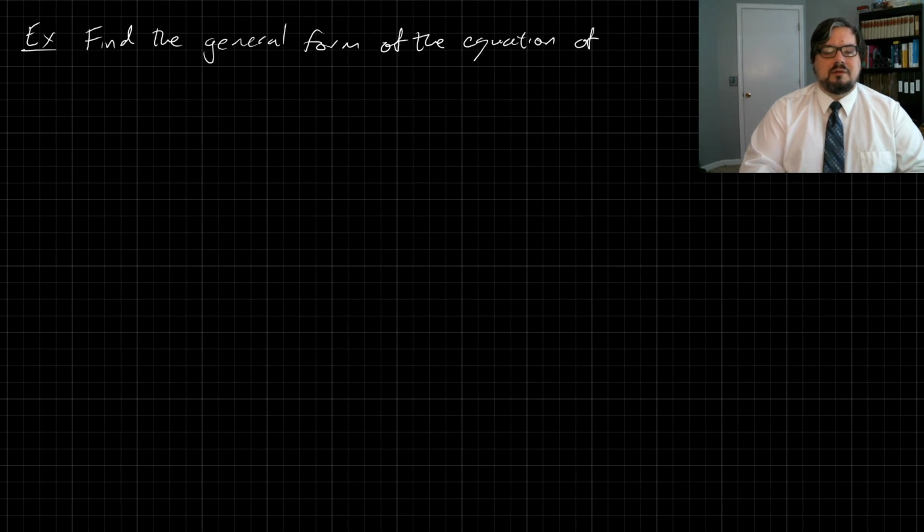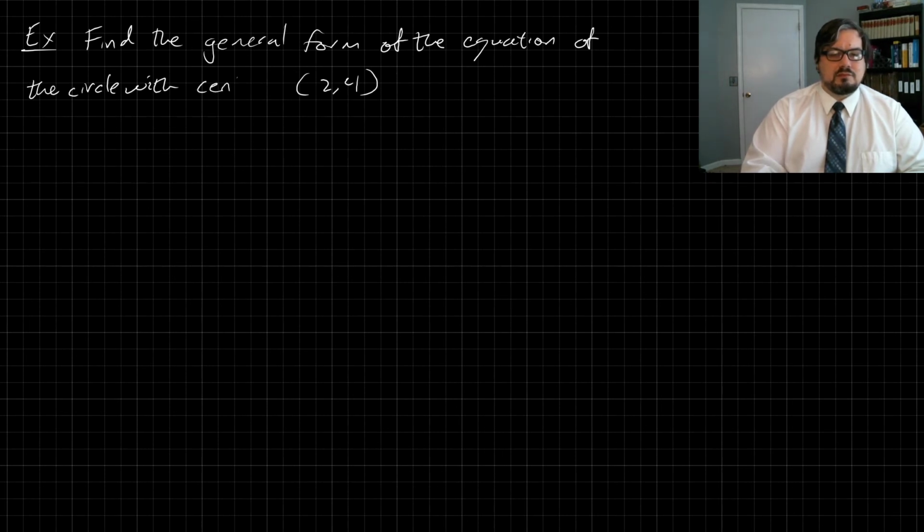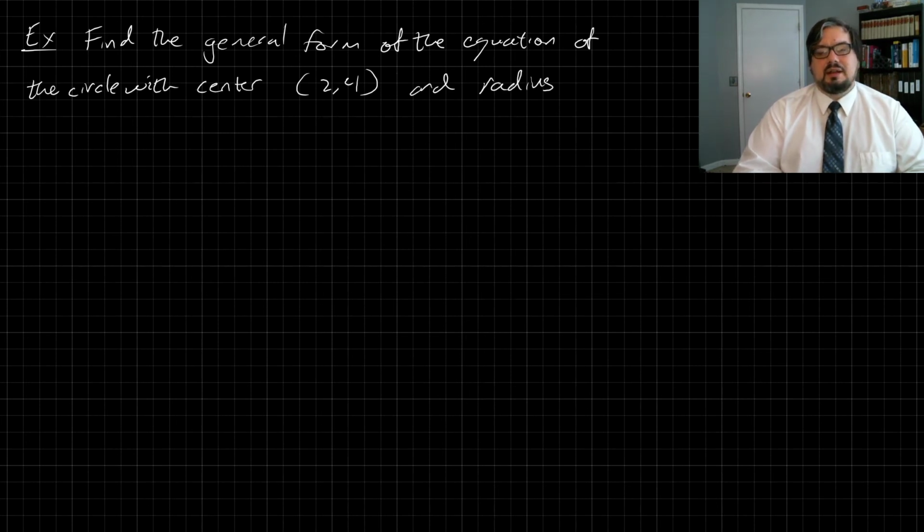So, as another example, let's find the general form of the equation of the circle with center (2, 4) and radius 4.